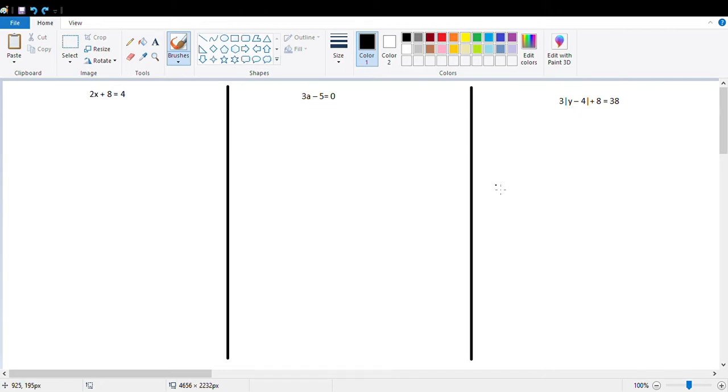In this video, we are going to solve linear equations. We can see three different exercises. Let's start with the first one. The first exercise, or the first linear equation, is 2x plus 8 equals 4.